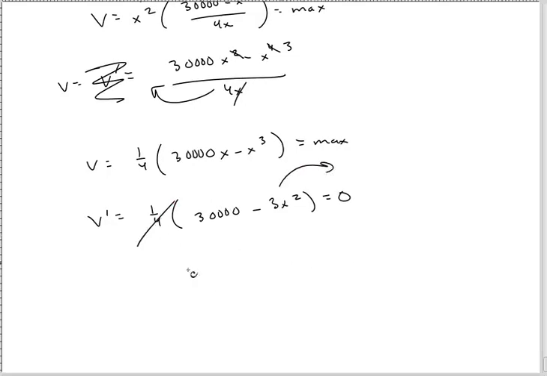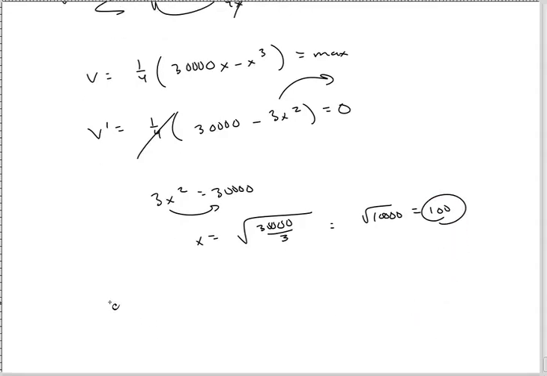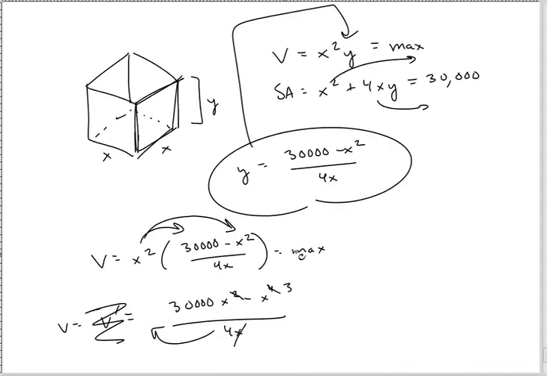If I move this to the other side, 3x squared is equal to 30,000. Divide by the 3 and square root it. That would be 10,000, right? So the square root of 10,000 is just equal to 100. So that's my x.